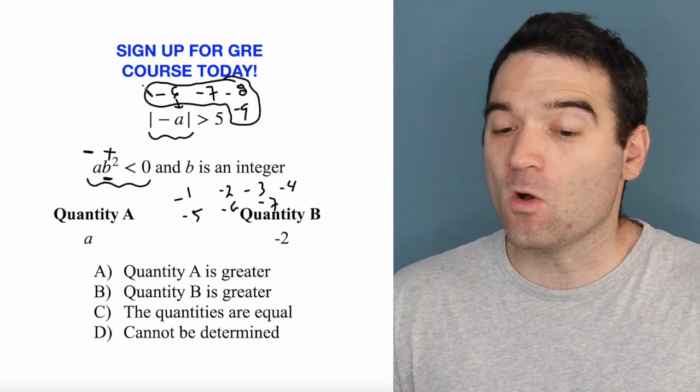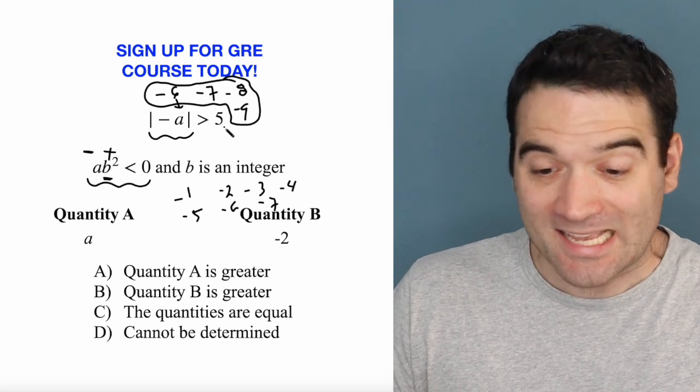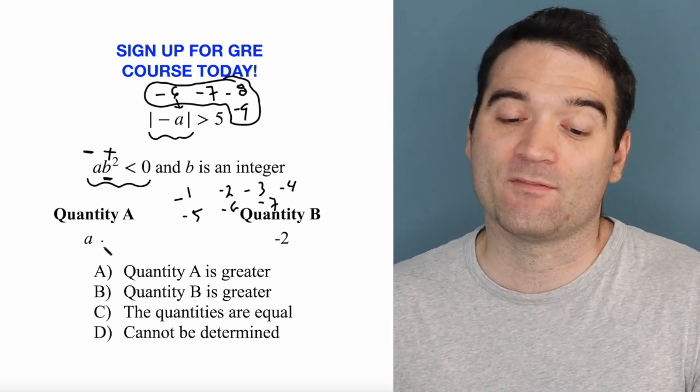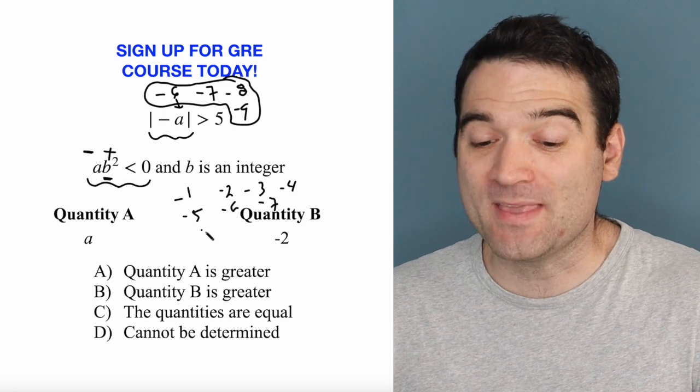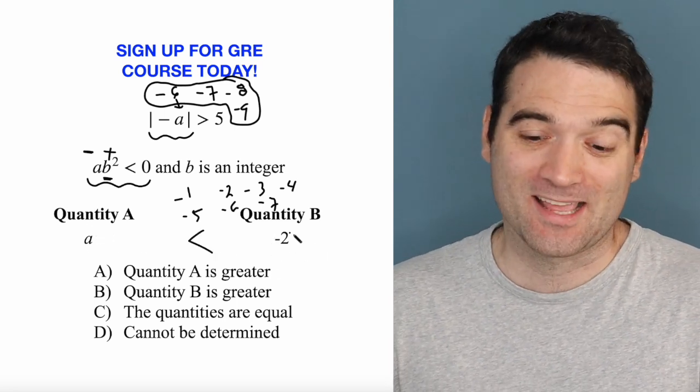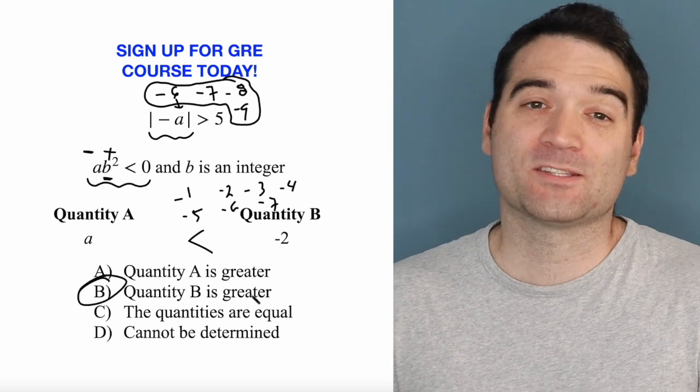You'll notice that all of these numbers are less than -5. So a could be -6, -7, -8, -9, meaning that quantity b has to be greater. If a is less than -5, it's also less than -2. Quantity B is the correct answer here.